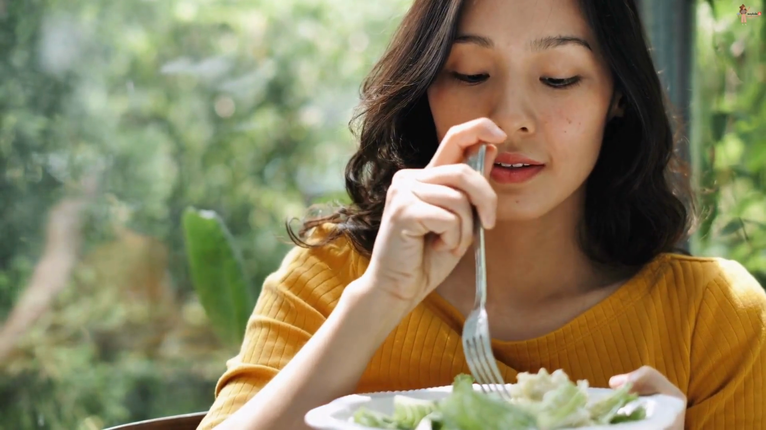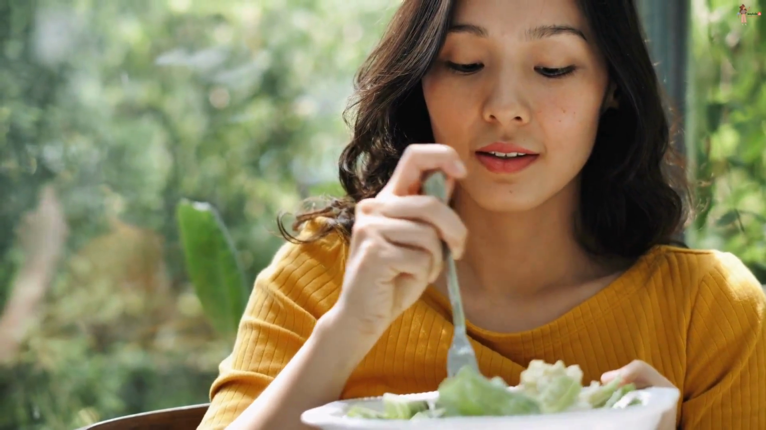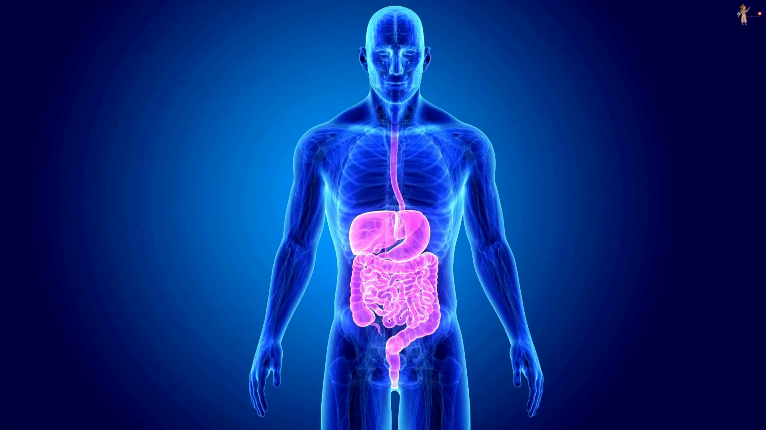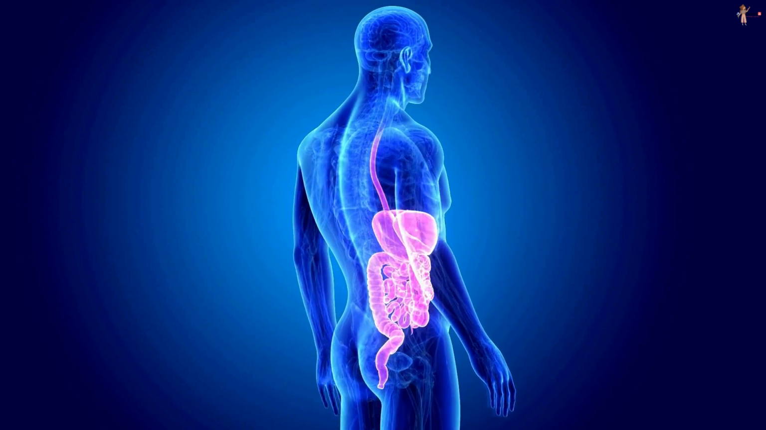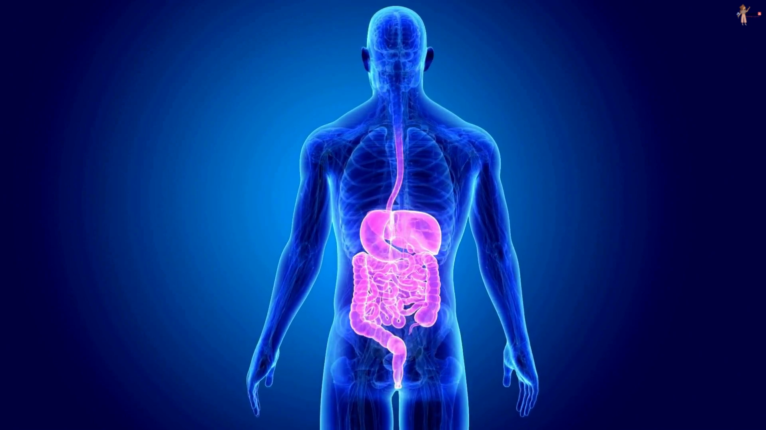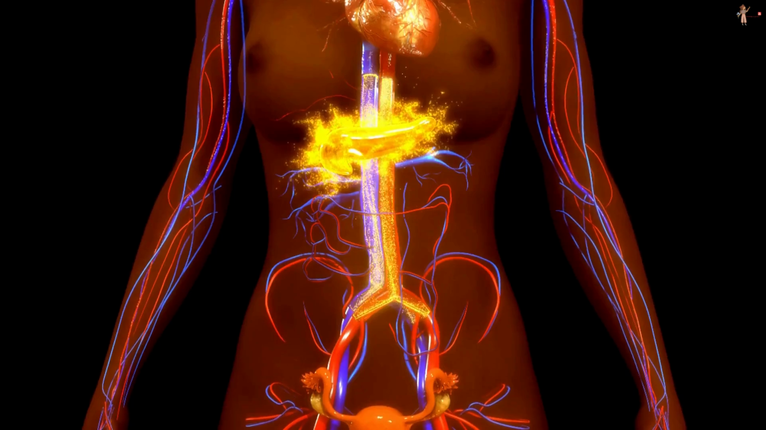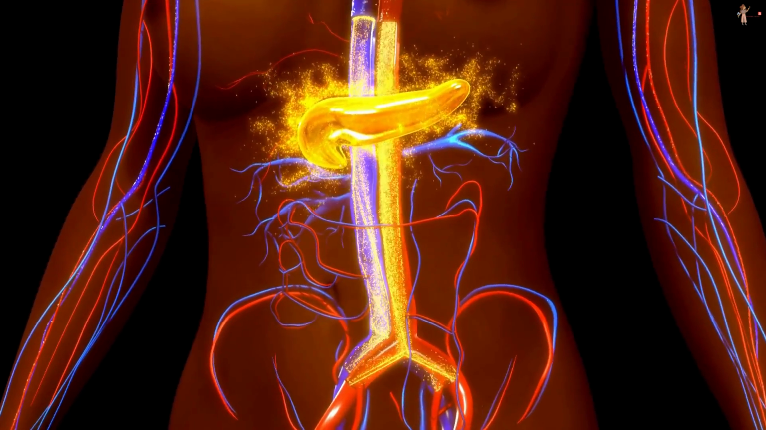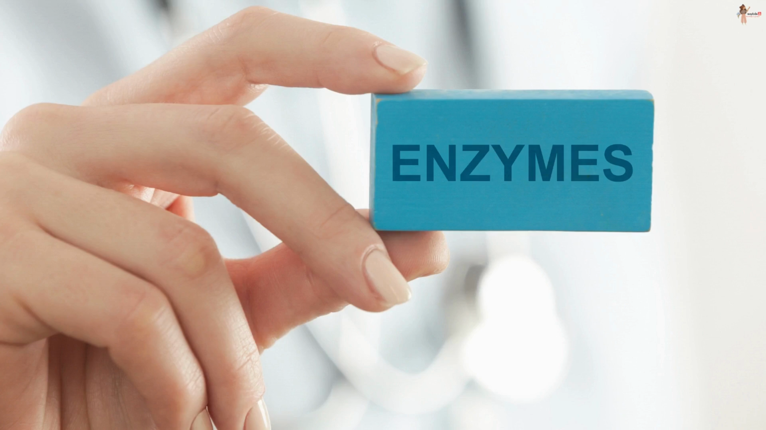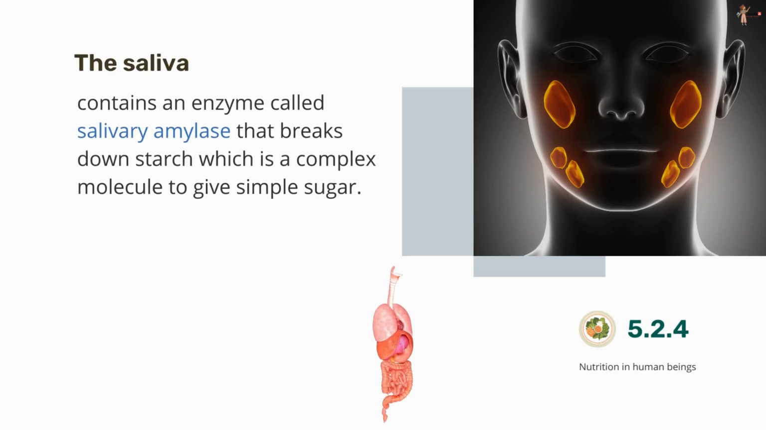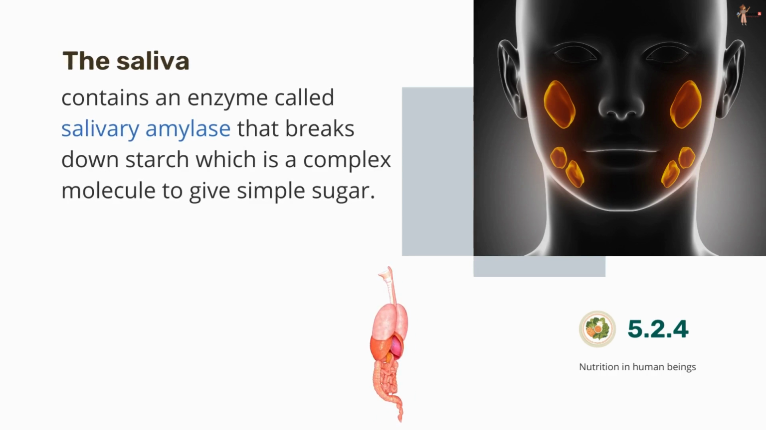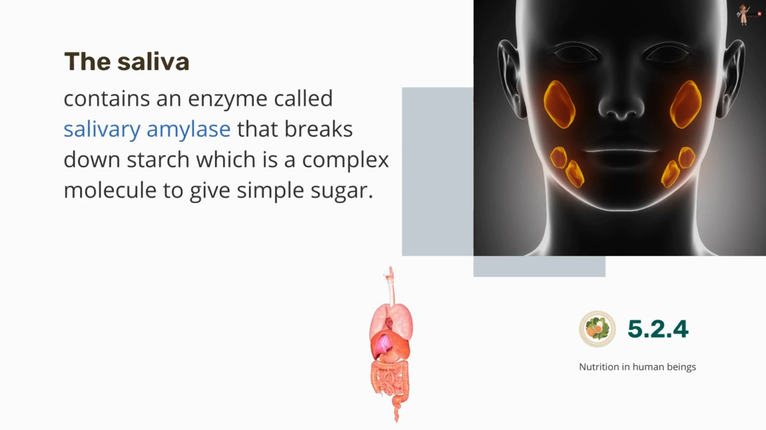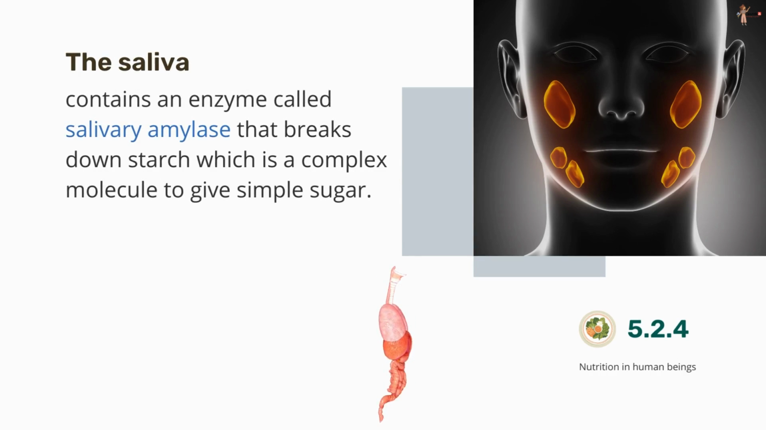Another aspect of the food we ingest is its complex nature. If it is to be absorbed from the alimentary canal, it has to be broken into smaller molecules. This is done with the help of biological catalysts called enzymes. The saliva contains an enzyme called salivary amylase that breaks down starch, which is a complex molecule, to give simple sugar.